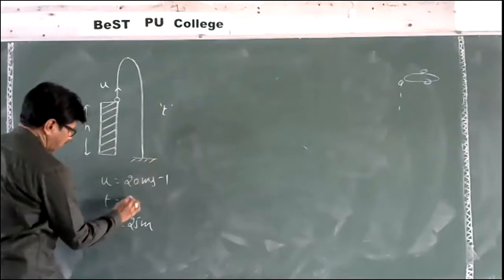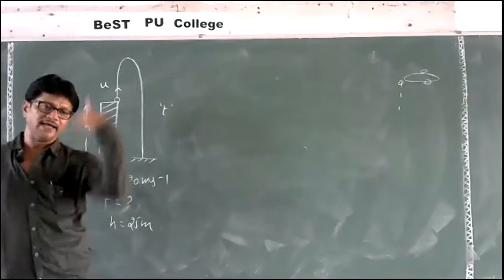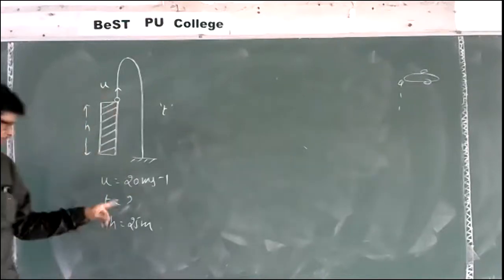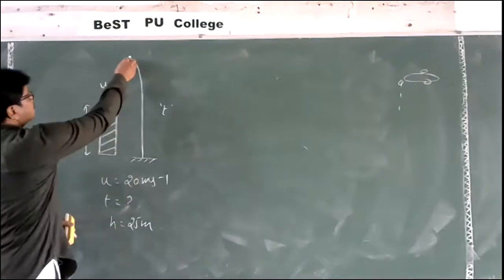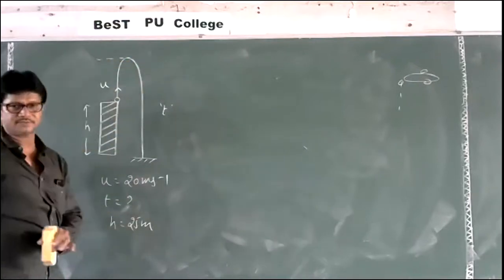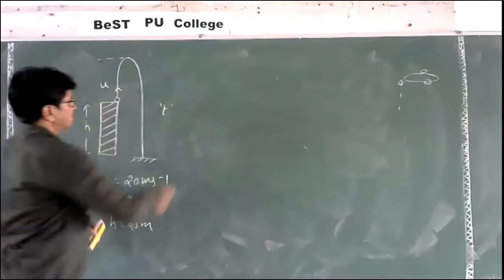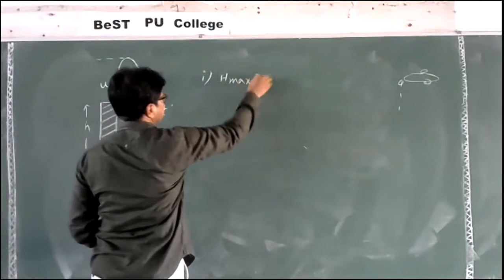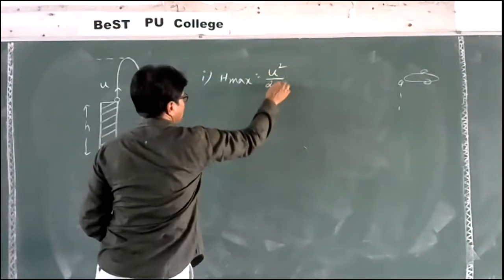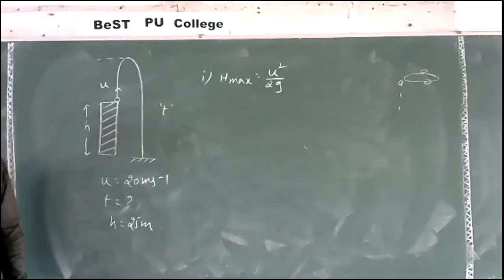So if it takes a time of t. So two things he is asking. First one is how high will it raise? Second one is how long will it take? This much of height it will raise is called the maximum height. So the formula to find the maximum height, H max is equal to U square by 2G.